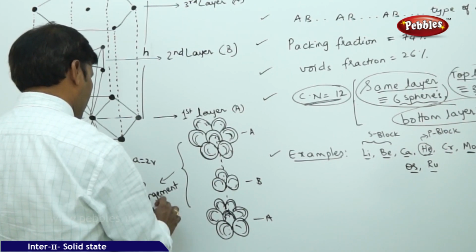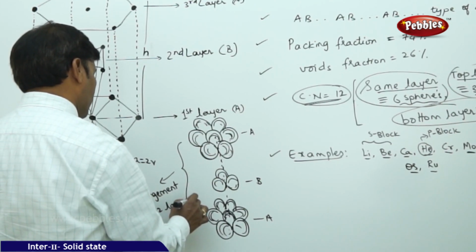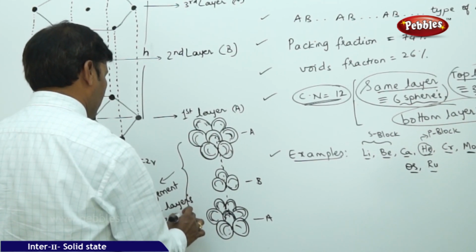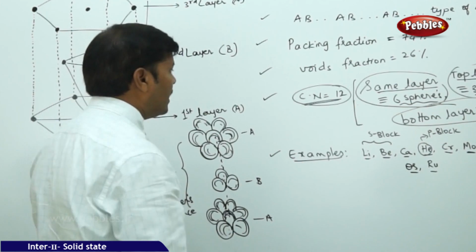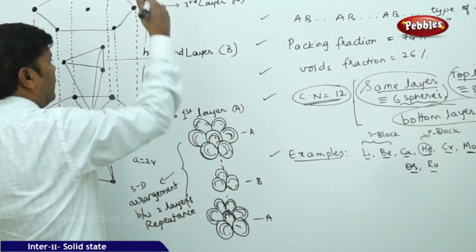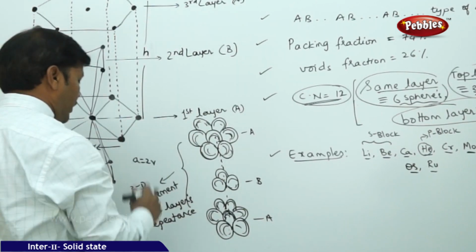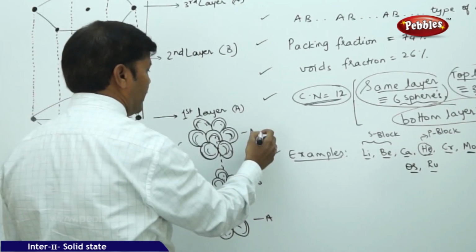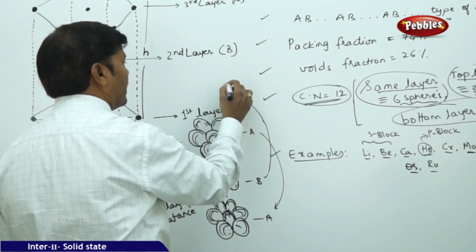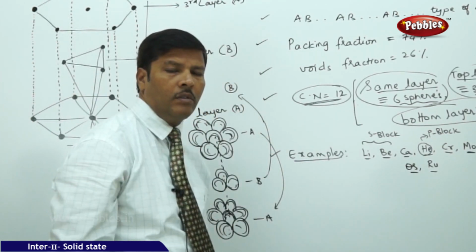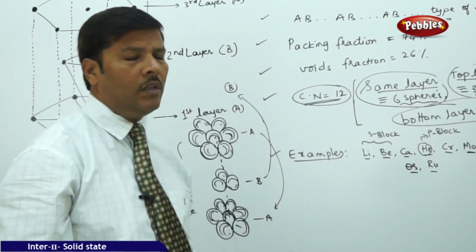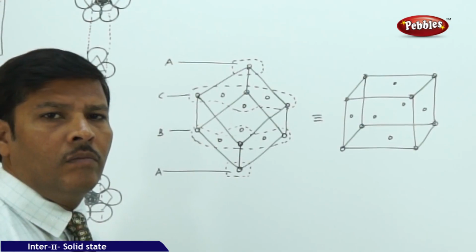Between 2 layers, the repetition is clear. The first layer, the second layer, and the third layer is a repeat of the first layer. A is repeating B here, A is again repeating B, then again B will repeat another B like this. It continues. Therefore an AB type of arrangement takes place in the hexagonal closed packing.